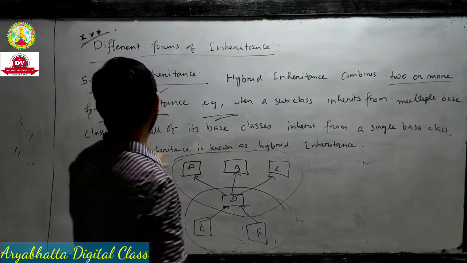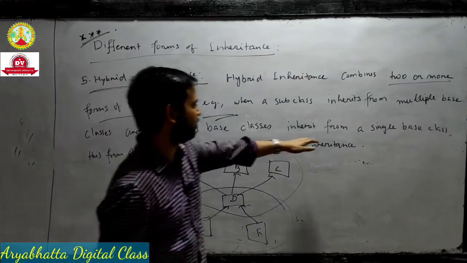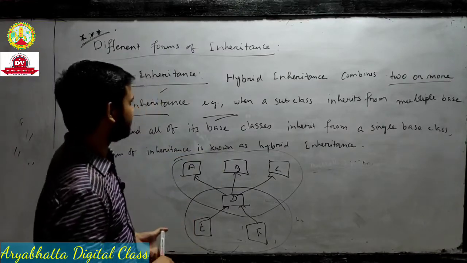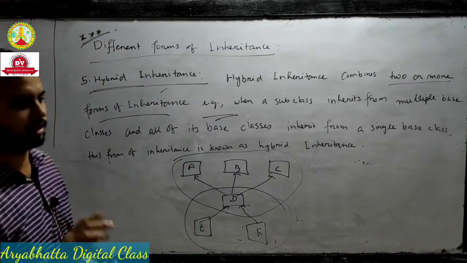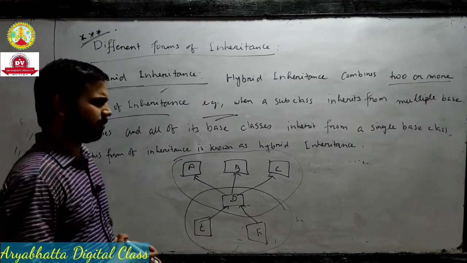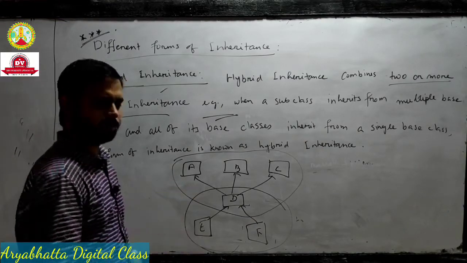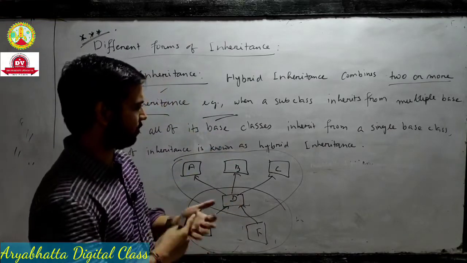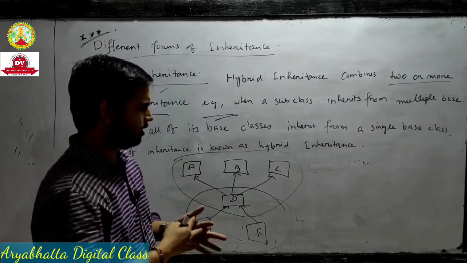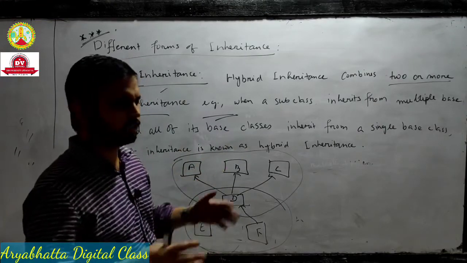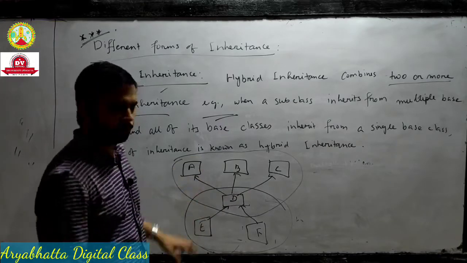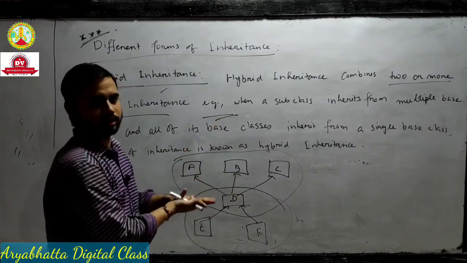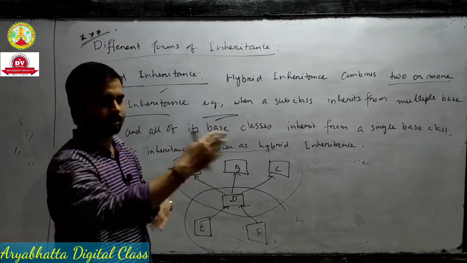And suppose a class inherits multiple base classes and all of its base classes inherit from a single base class. This form of inheritance is known as hybrid. Okay, hybrid means basically a combination of two forms of inheritance. Basically multiple plus hierarchical. I already told you, hierarchical and multiple are opposite to each other. That's why these two inheritances are easy to combine. That's why in books also they use only this combination, multiple and hierarchical, because these two inheritances are vice versa, opposite to each other.